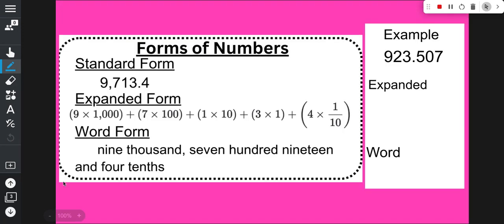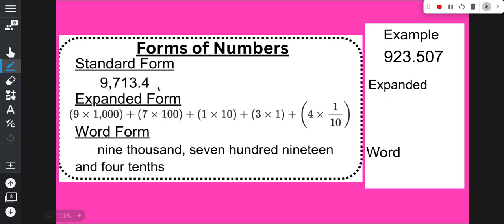Let's take a look at some examples that are going to utilize this information. Forms of numbers. Standard form is when we write the number in numbers. Expanded form. We have two different versions of expanded form. This expanded form is using place value. So the 9 is in the thousands place value. The 7 is in the hundreds place value. This 1 is in the tens place value. The 3 is in the ones place value. And the 4 is in the tenths place value, so we would put it 1 over 10.